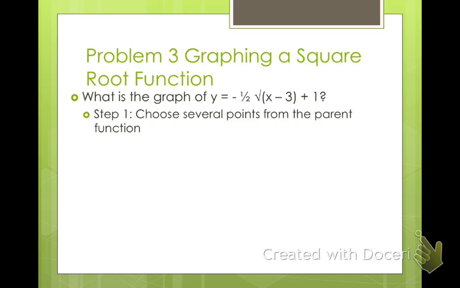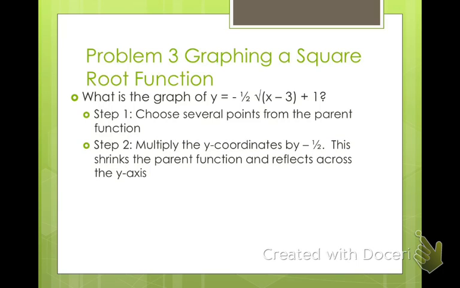Those were x values. What were our y values? Choose points from the parent function. Okay. And we're going to multiply those y values by negative 1/2. So we're just going to do the negative 1/2 part first. It's not what you think. We don't move it left, right, up, down, and then multiply by negative 1/2. We actually multiply by negative 1/2 first, and then move it left, right, up, down.